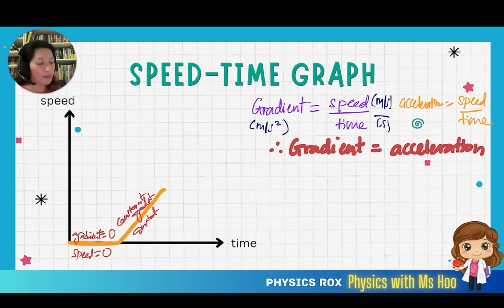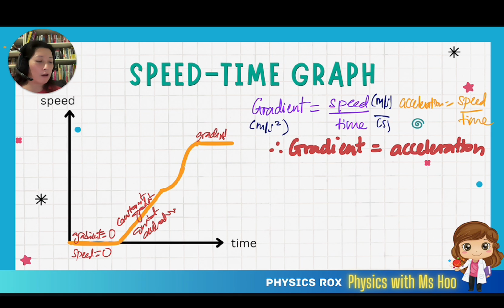So I hope you're getting the hang of this, where whatever the gradient is representing, that's the value, which in this case for a speed time graph is acceleration. So even if it's a curve graph, changing gradients, changing accelerations, and if you get a straight line graph like this, this means constant speed. Constant speed, zero gradient, zero gradient, zero acceleration.